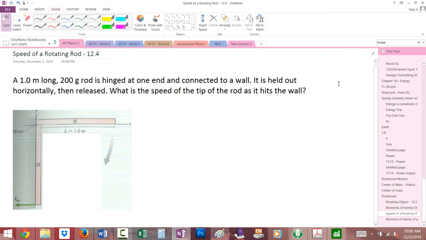That's the question. I would encourage you to use conservation of energy. I think that would be a great approach. I don't want to tell you any more because I want you to try it. This is question 12.4 in your book. If you want to just mark that, that would be cool.